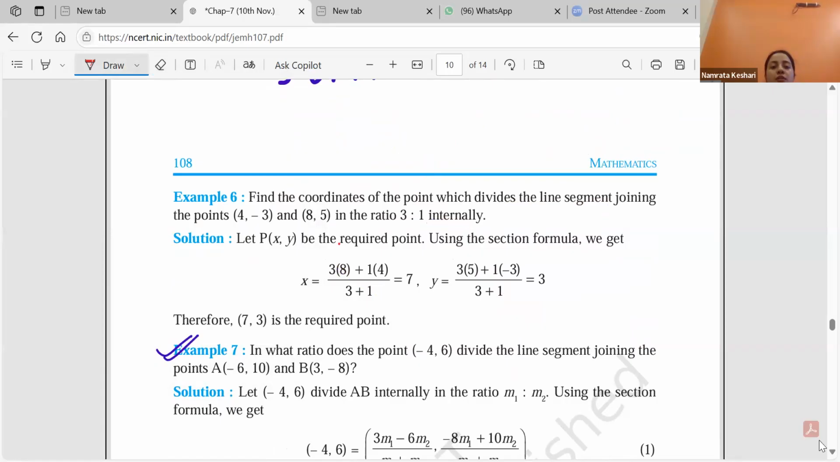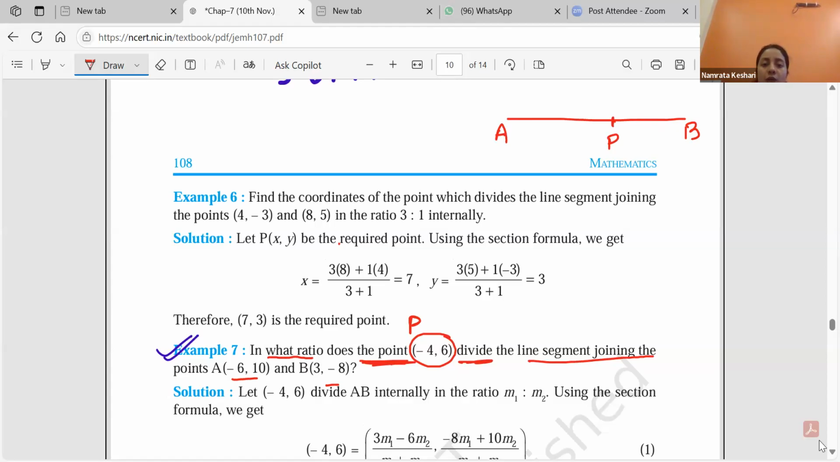In what ratio does this point divide the line segment joining A and B? That means this time the P coordinate is also given to you. Apart from the coordinates of A and B, P is also provided to you. And what you have to find is in what ratio. The ratio you have to find.